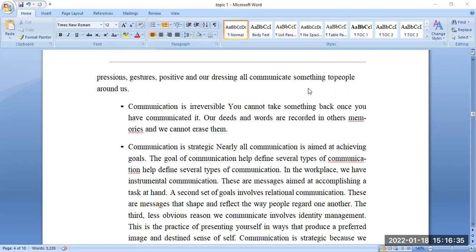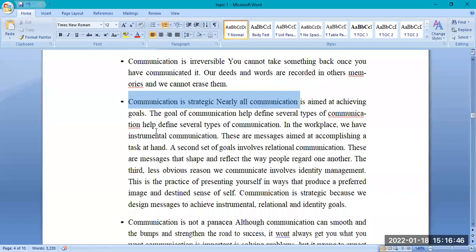Second characteristic of communication is that communication is strategic. We communicate because we want to achieve a certain goal. Maybe it is a relationship that is broken and you want to rebuild it. You use certain words to show that you are sorry, or to bring the other partner closer to you. So communication is strategic and we use it for various purposes.